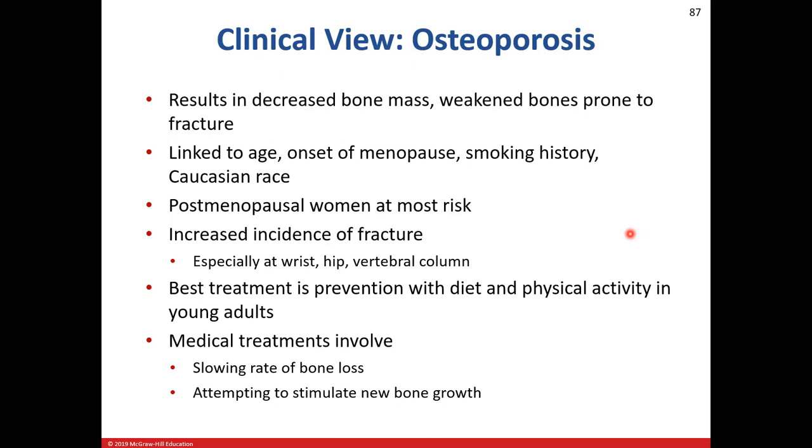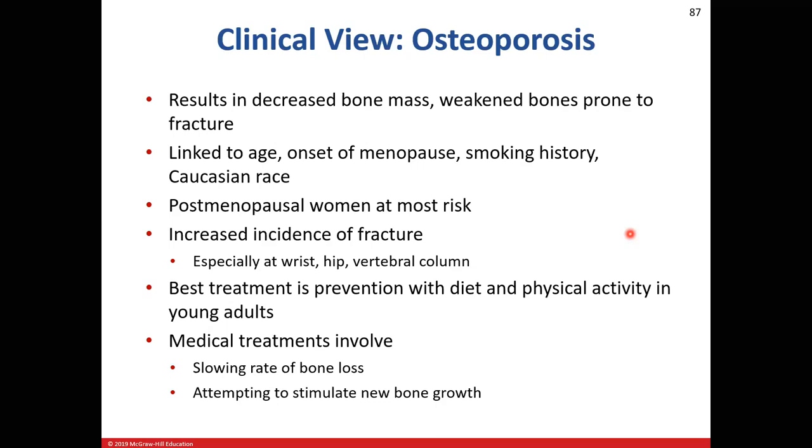Postmenopausal women tend to be at most risk, again, as we're looking at the onset of menopause. The incidence of fracture increases, again, because we're really looking at a weakened bone structure. Because we see this oftentimes in the epiphyses of bones, we're going to see it more prevalent in the wrist. We're going to see it more prevalently in the hip, especially near the femoral head, as well as when we get into the vertebral column, and we're really starting to look at the bodies of the bones, where we're really looking at compression fractures.